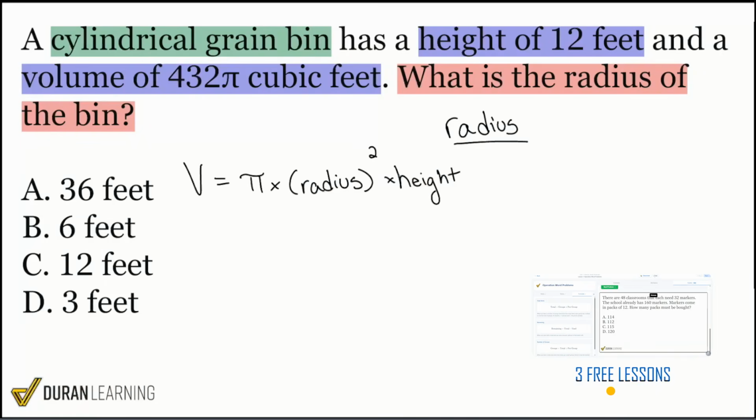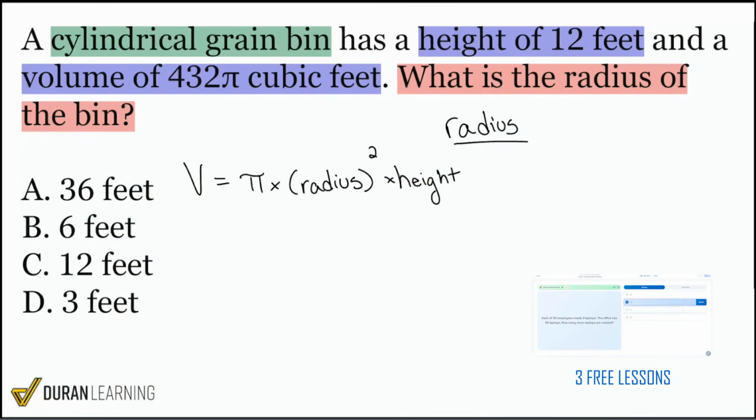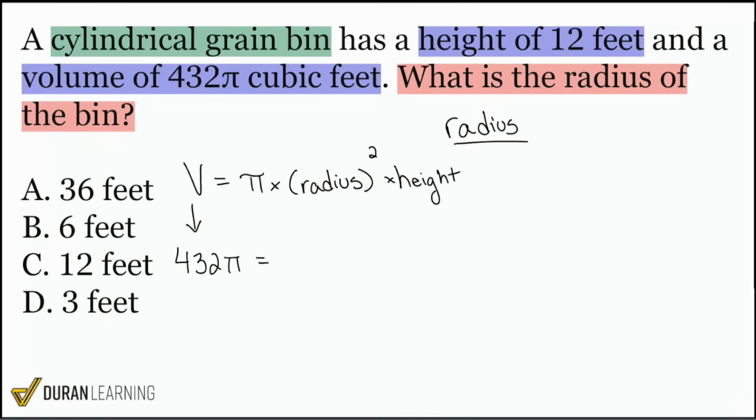Now that we're here, just like with many problems, what we must do is plug things into the right places, then we'll move to calculating. So first up, my volume, I'm going to replace it with the 432 pi. And then on the right side, pi stays as is. The radius is what we're looking for, so I'll just leave that as r. Write the squared, and then we'll replace the height right here with 12 feet.